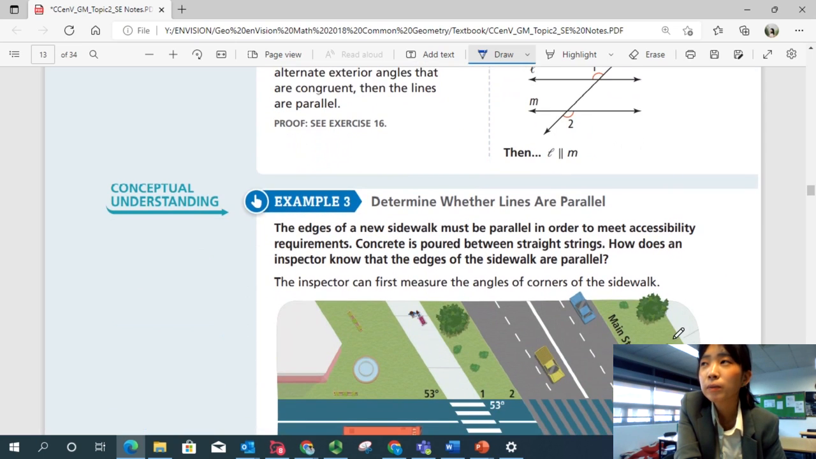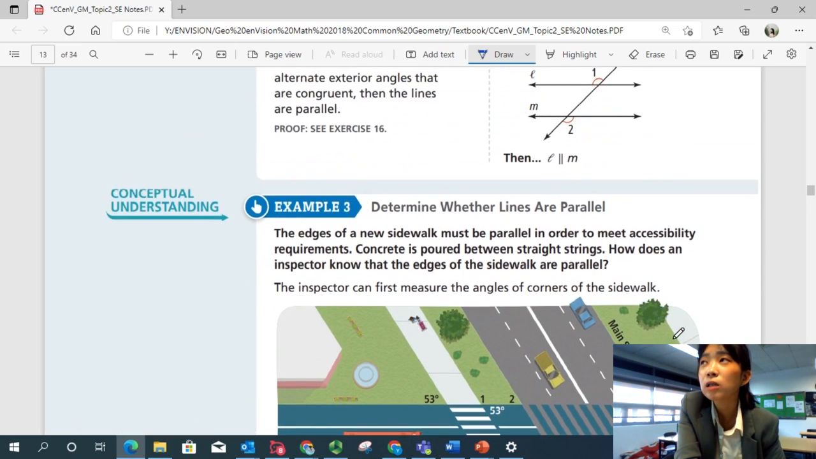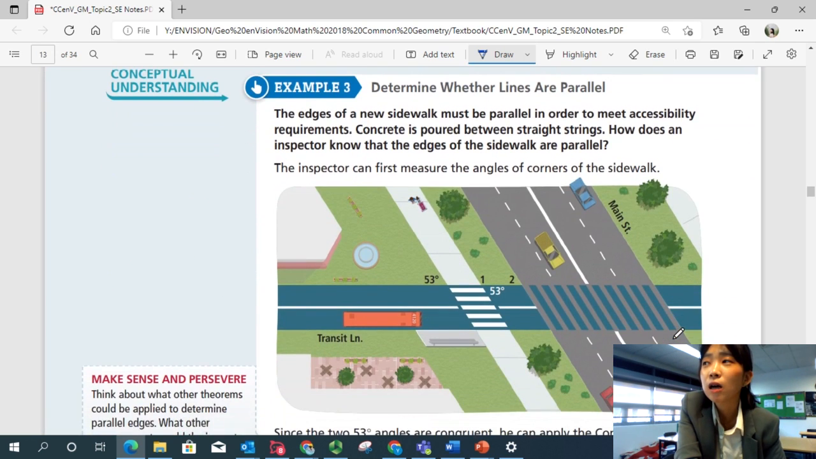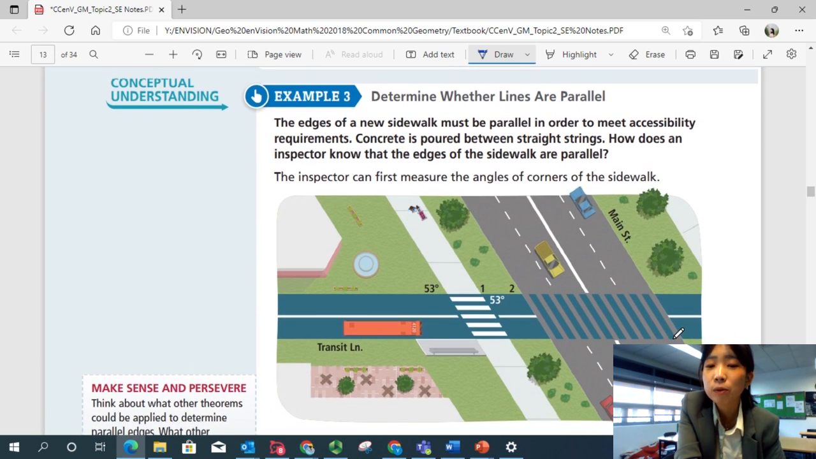Okay, remember all of these converse theorems. We're going to use that in our examples now. Look at example 3. Determine whether lines are parallel. The edges of a new sidewalk must be parallel in order to meet accessibility requirements. Concrete is poured between straight strings. How does an inspector know that the edges of the sidewalk are parallel?